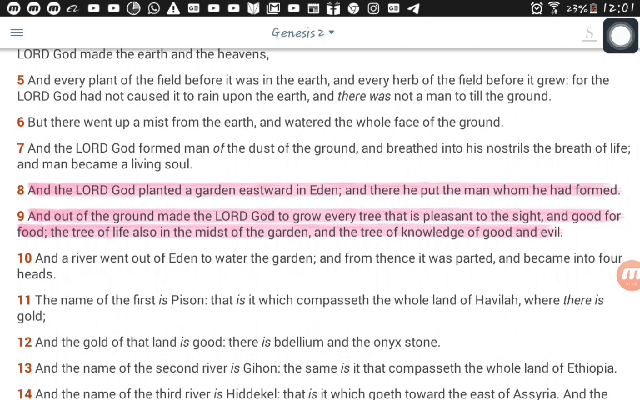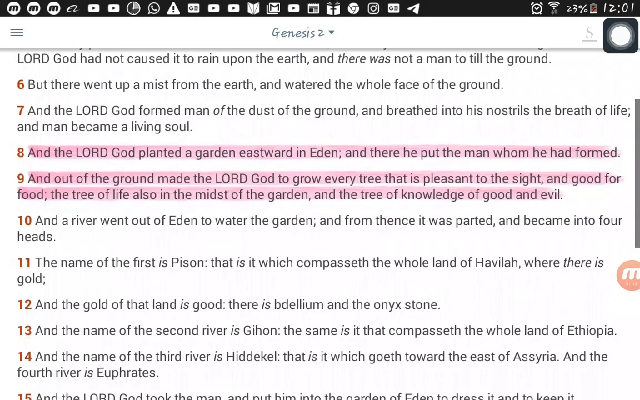The next category, it says, and every tree that is pleasant to the sight and good for food. The next category of trees we find in verse 9 are trees that are good for food. They are supposed to be eaten. You put them in your mouth, you bite and chew, swallow. It feeds the body. It is food. The word that was translated as food here can also be translated as other things like meats. And they use the word food because food covers a lot of things that can be eaten.